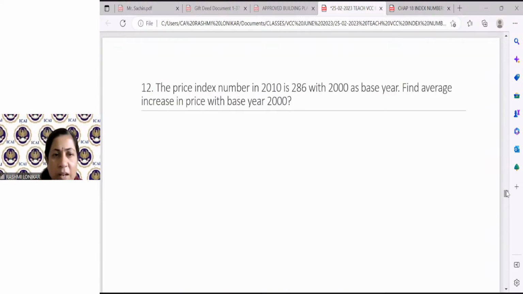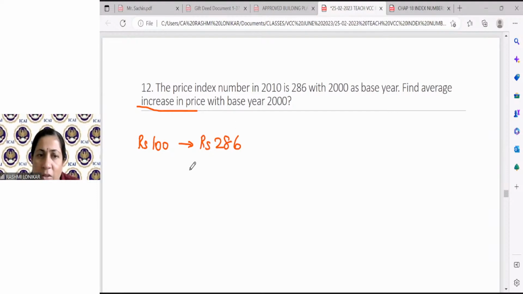The price index number in 2010 is 286 with 2000 as a base year. Find average increase in price with base year 2000. Okay. So, what does it mean? Find the average increase in price. They don't want the price, they want how much has increased. So, something that was costing rupees 100 is now costing you how much? Rupees 286. So, how much is the increase?